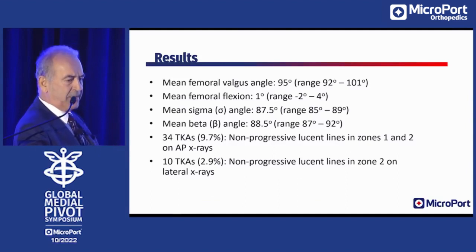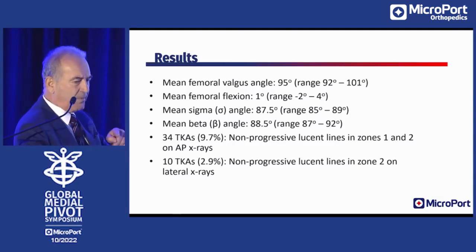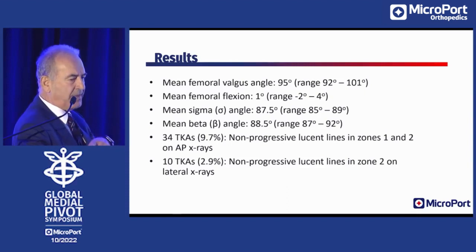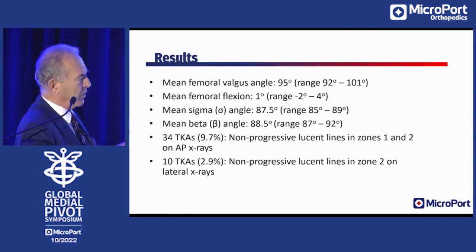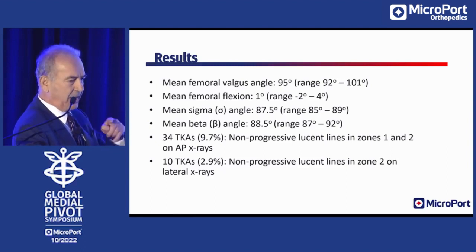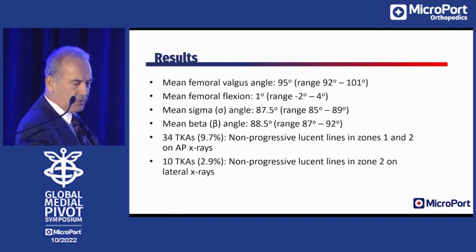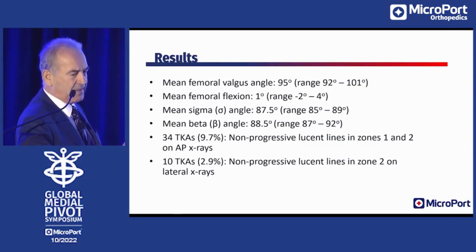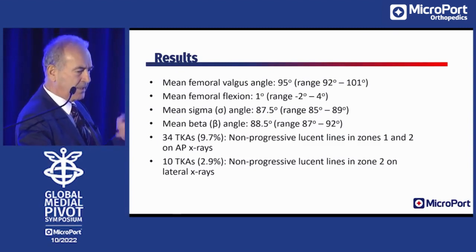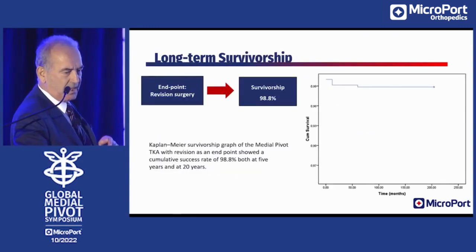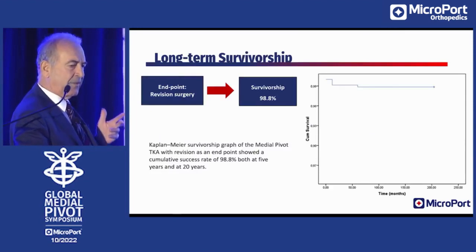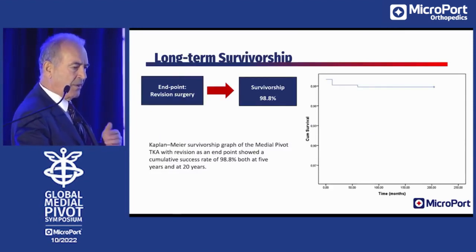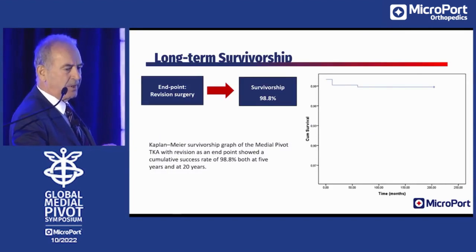And some of the data, again, some of the progressive radiolucent lines. I mentioned already that we had to revise some tibial components because of the shrinkage, and there have been some radiolucent lines. They are not a risk, they don't complain, the patients, but still exist. What about the survival? If you use the revision surgery as endpoint, the survival rate is 98%.